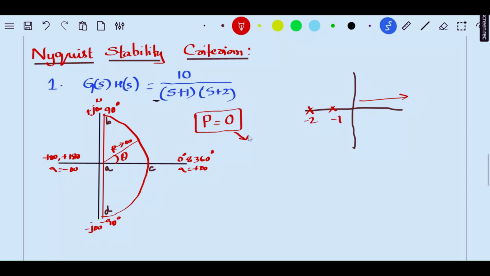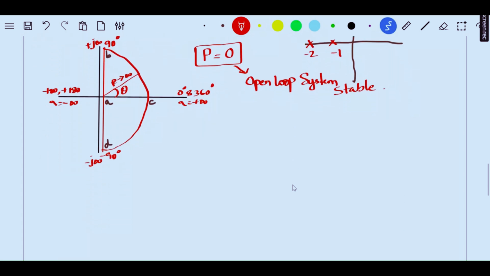This says that for this given transfer function of the control system, the open loop system is stable. If this transfer function is generated when the system is open loop, then the open loop is actually stable because P equals 0. Now, let me go to the next step.